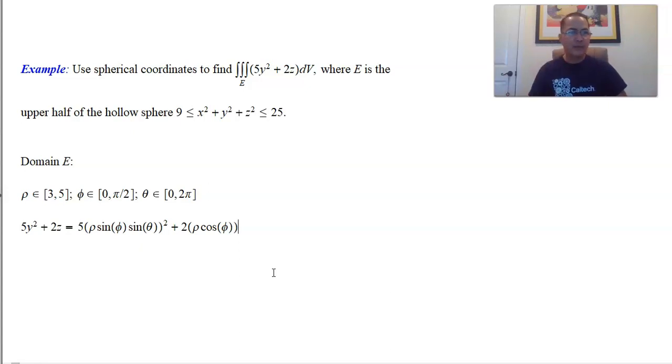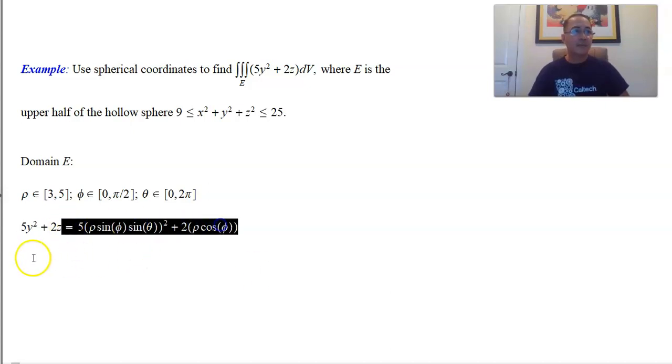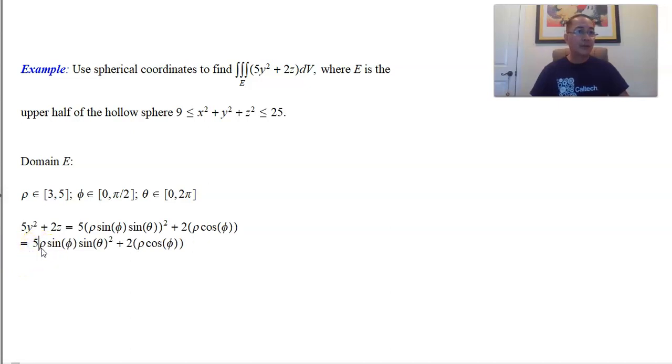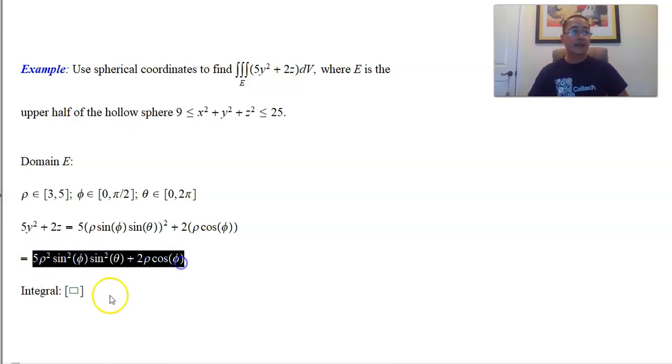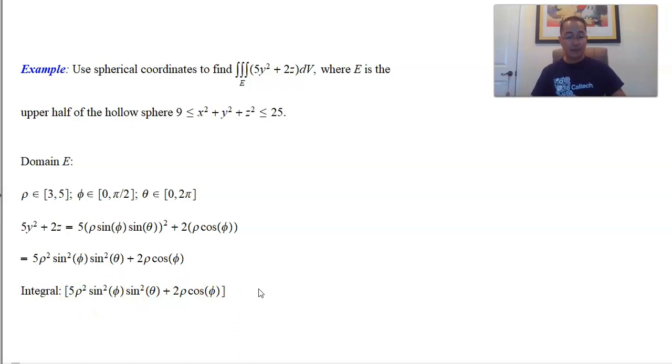So, yeah, we can of course simplify that a little bit, I suppose. We can make it 5 rho squared sine squared phi sine squared theta and 2 rho cosine phi. I guess we don't even need the parentheses over there. But we will put into our integral, we are going to take our function, and don't forget we are supposed to have an extra factor of rho squared sine of phi.